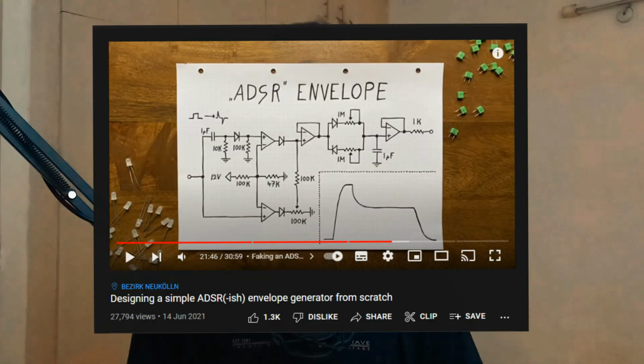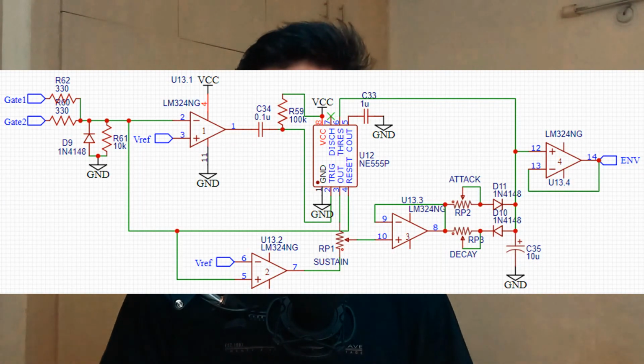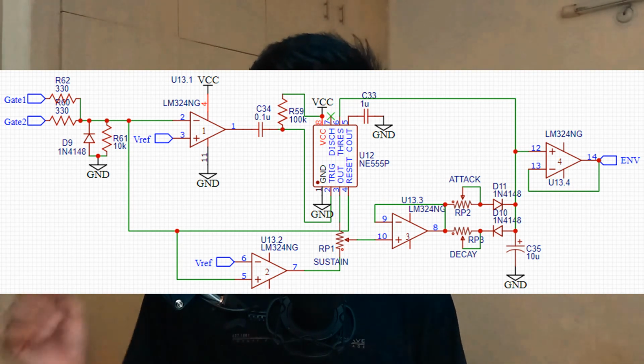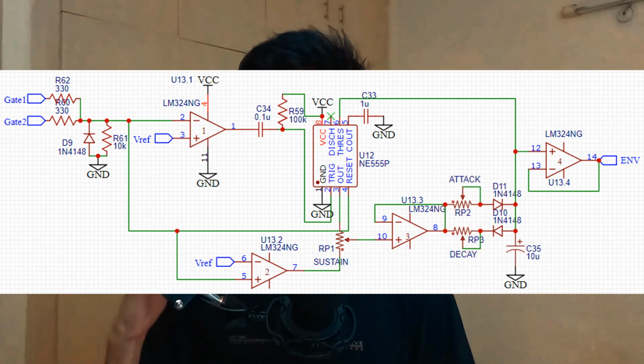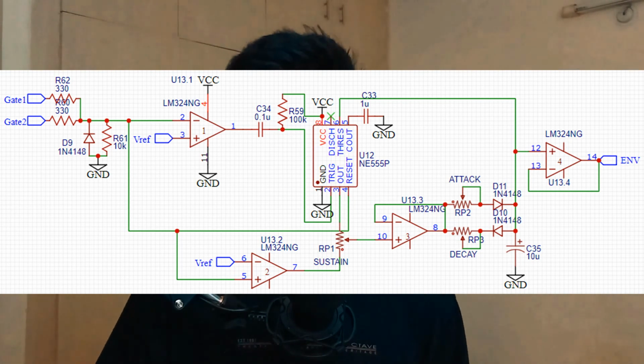The last circuit is the envelope generator. For that, I went with Moritz Klein's ADSR circuit. I basically took that circuit and modified it into something like this. Now, although this circuit generates an ADSR-ish waveform, it does not have all four controls. So you have a control for the attack time, you have a control for the decay time, you have a control for the sustain value. But for the release time, the decay potentiometer itself controls the release time as well.